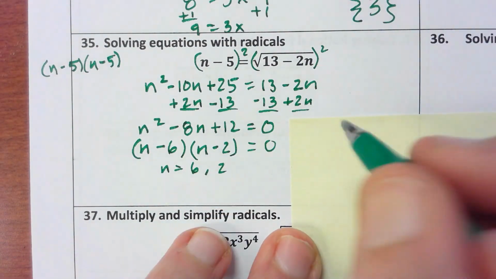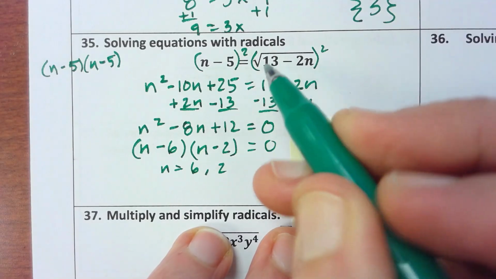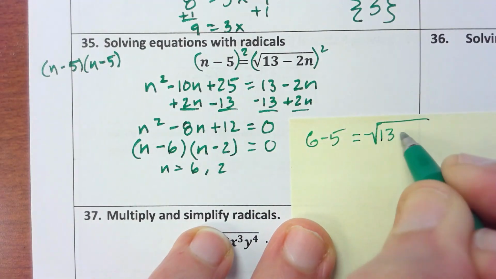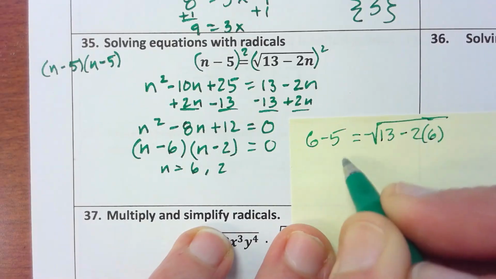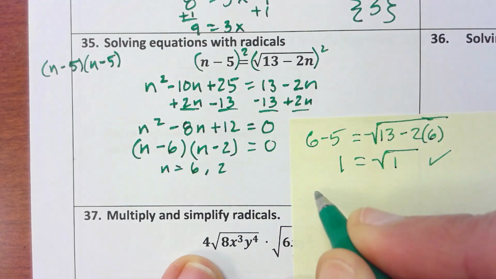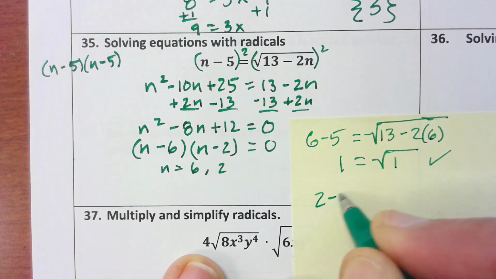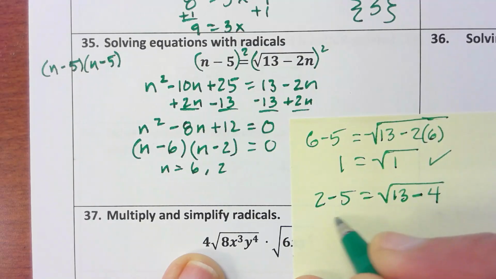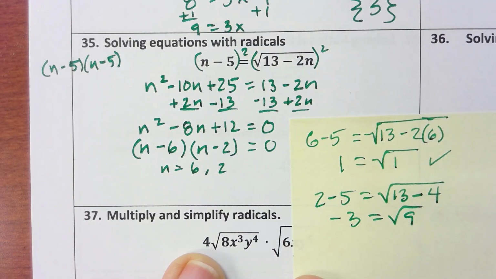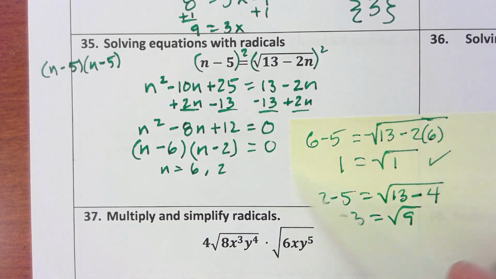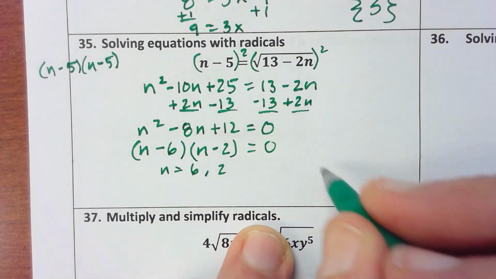Okay, so we're going to check 6 by plugging in 6 minus 5, and I got to plug it into the original equation, not the one that's squared, the original one, equals the square root of 13 minus 2 times 6. Okay, so this is 1 equals the square root of 13 minus 12. 1 equals the square root of 1. Okay, yes. So now we'll check 2. 2 minus 5 equals the square root of 13 minus 4. Negative 3 equals the square root of 9. No, it doesn't. So that's extraneous. So our only solution for this one, the solution that worked, was 6. So 2 is extraneous.